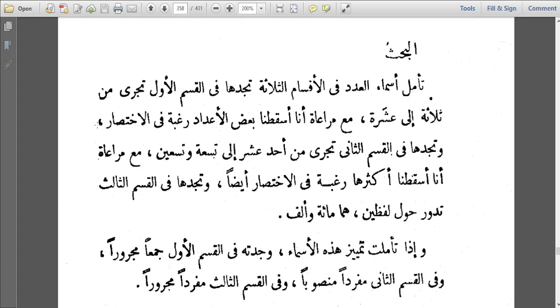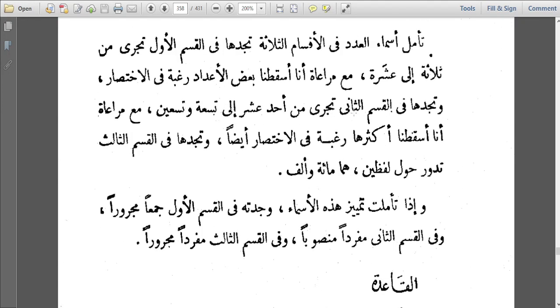We are not going to mention an example for 3, for 4, 5, 6, 7, 8, 9, 10. No, we just mention examples for a few numbers, but make sure it covers the range. So he says we drop some numbers in desire of shortening it. مَعَ مُرَاعَاةِ أَنَّا أَسْقَطْنَا بَعْضَ الْأَعْدَادِ رَغْبَةً فِي الْإِخْتِصَارِ: paying attention to the fact that we've dropped some numbers, in desire of making it brief.